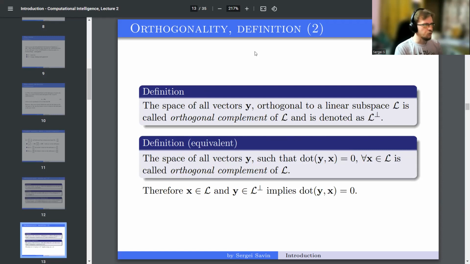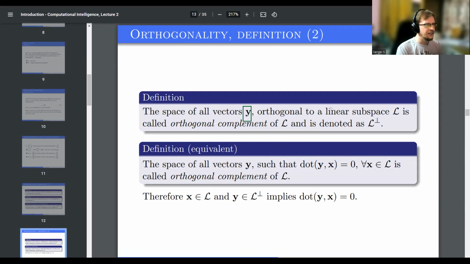So any two vectors x, y whose dot product is zero are said to be orthogonal to each other. Vector y whose dot product is zero with any x in L is orthogonal to the subspace L. Okay. Now, just a little bit more definitions. The space of all vectors y orthogonal to linear subspace L is called the orthogonal complement.